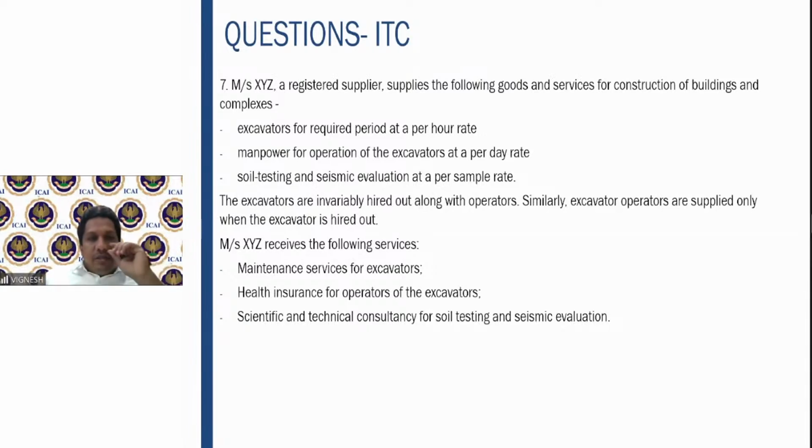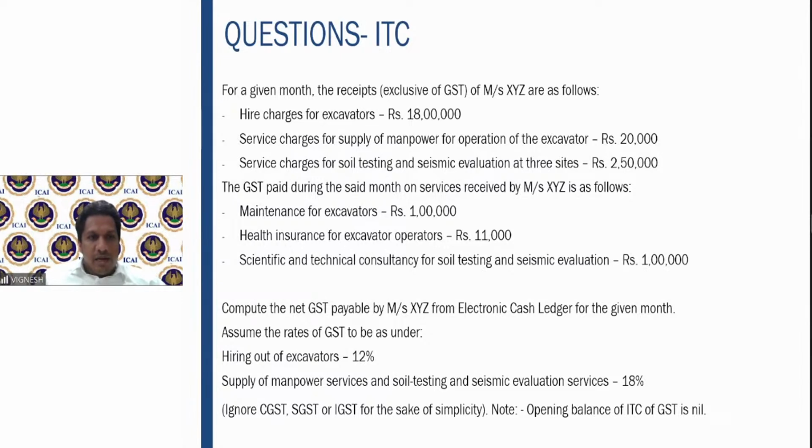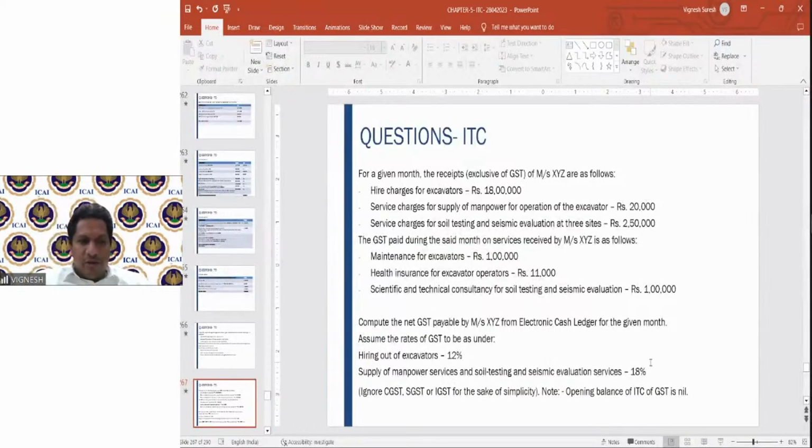XYZ receives the following services: maintenance services for excavators, health insurance for operators of excavators, scientific and technical consultancy for soil testing and seismic evaluation. Receipts he has given: hire charges 18 lakhs, services charges 20,000, soil testing 2.5 lakhs, GST paid also he has given, maintenance 1 lakh, health insurance 11,000, scientific technical consultancy 1 lakh. Compute the net GST payable. He has given hiring out rate 12%, supply of manpower services 18%. Ignore the CGST, SGST or IGST. So work out the output tax liability and reduce the input tax credit for this problem. Please try to answer this.